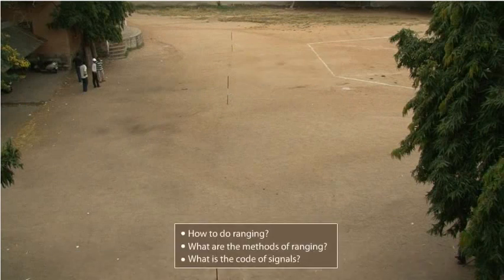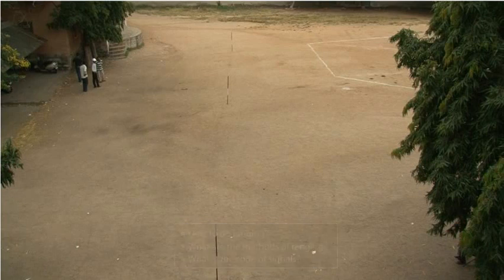But how will you do this ranging? Also, how can you do ranging when the 2 endpoints are not intervisible? What is the code of signals to be followed while ranging? Let's find answers to these and more in this module on ranging out survey lines.